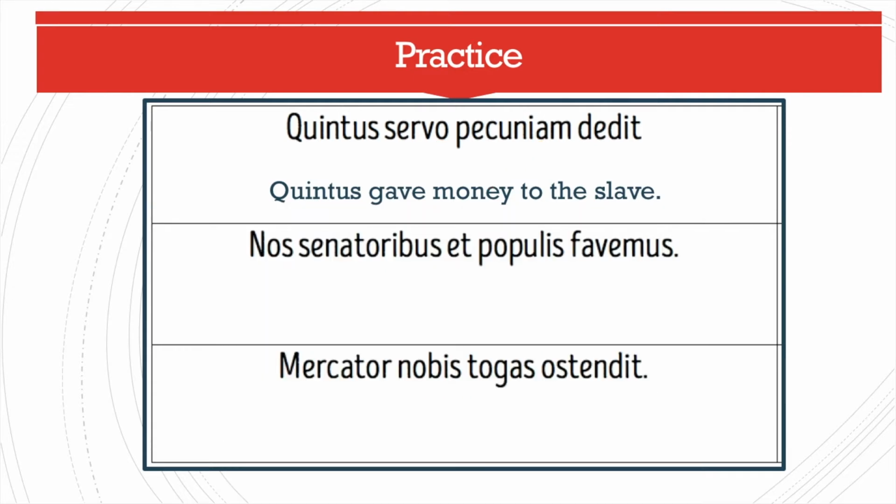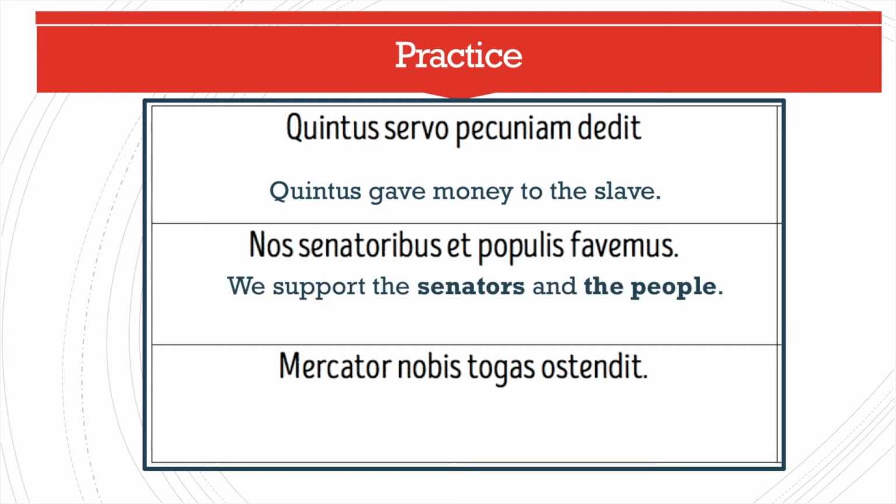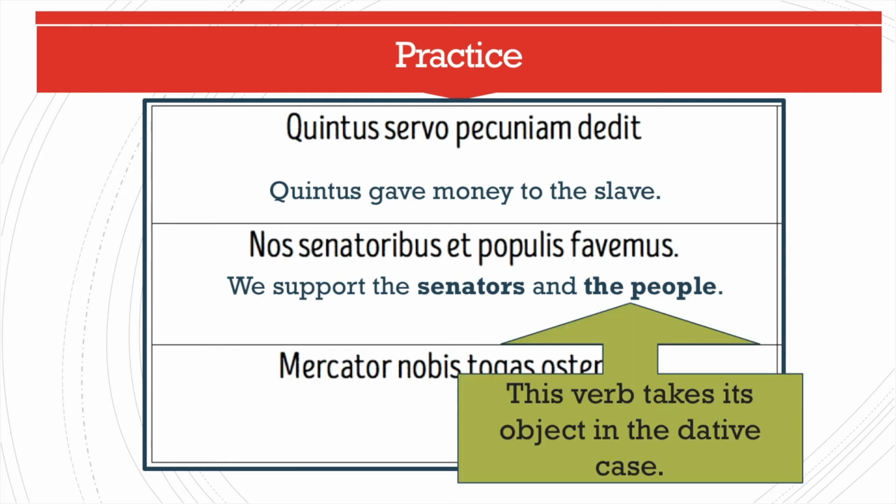Next one is nos senatoribus et populo favemus. We support the senators and the people. And I can hear you all, but Magistra, you said that we could translate the datives as to or for. Well, that's true for the indirect object ones, but if we have one of those verbs that takes its object in the dative case, which here is support, then we need to know that the thing we support we just have to put in the dative case. So there's no special translation, it's just we support the senators and the people. And because the senators and the people are getting supported, they're dative.